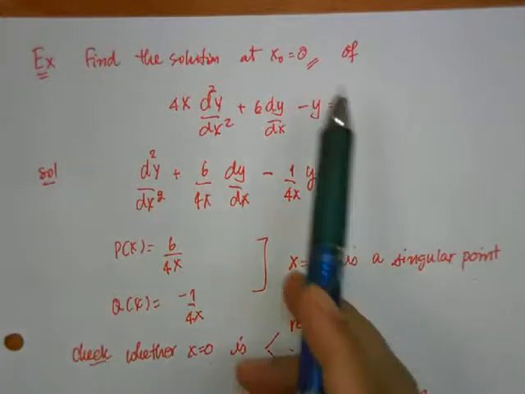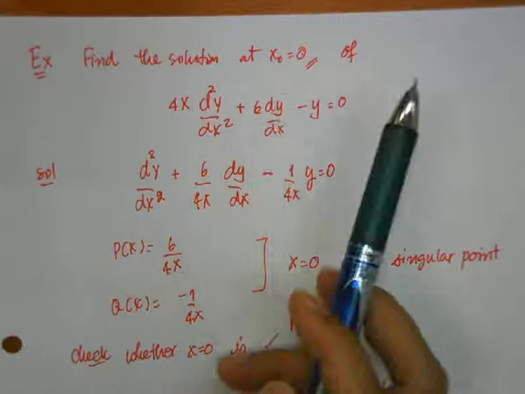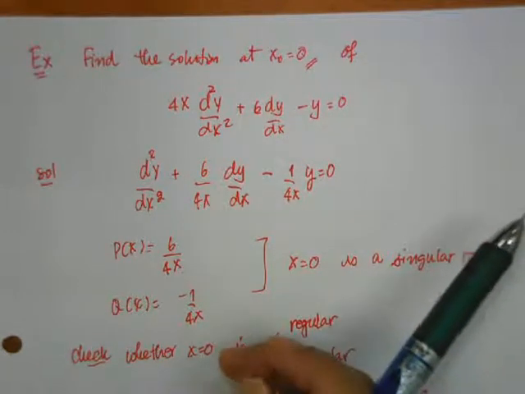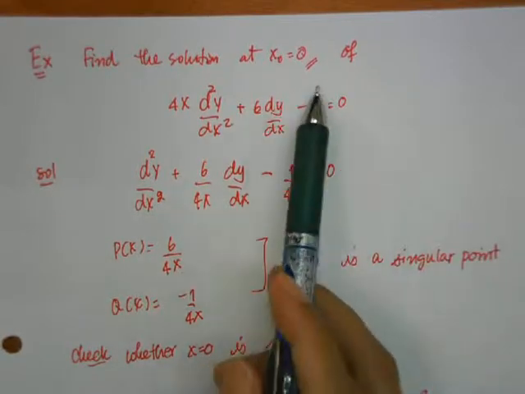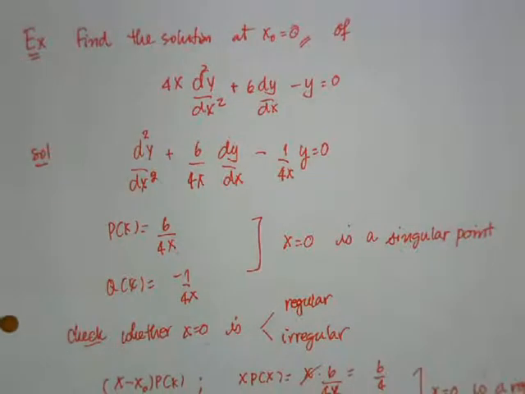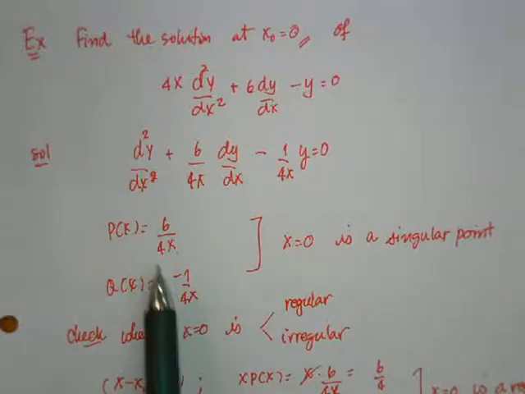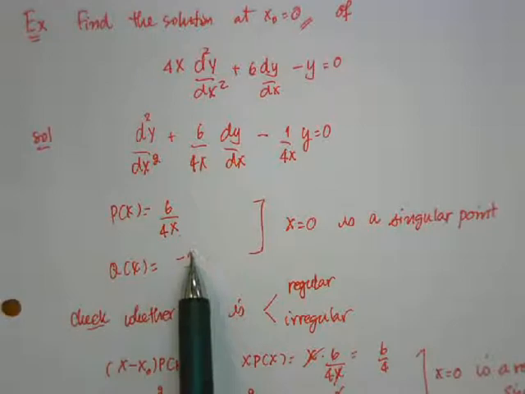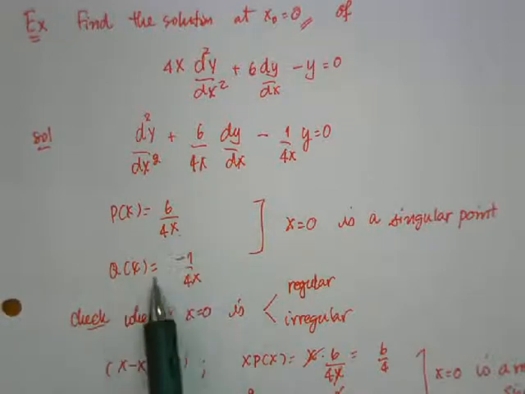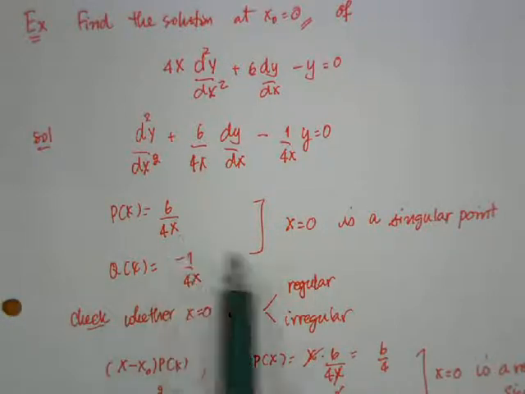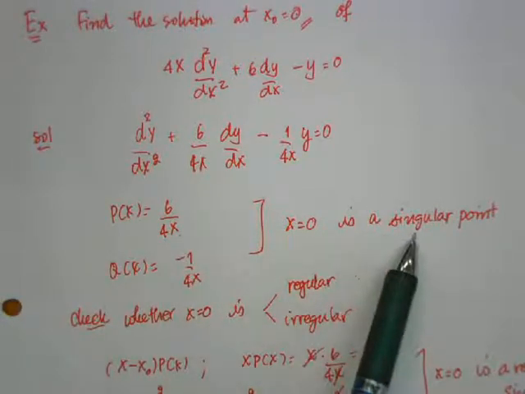From this, we have to find whether this x0 is an ordinary or singular point. So starting from p(x) and q(x), consider the point which is ordinary or singular. From this, we would get p(x) equal to 6 over 4x and q(x) equal to minus 1 over 4x. From this, x equal to 0 is a singular point, right?